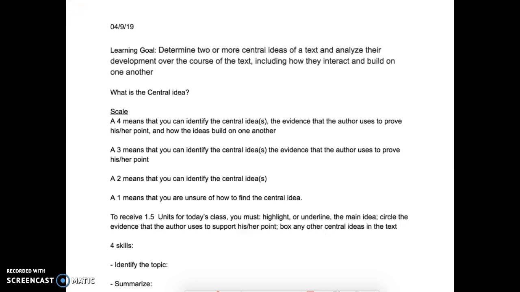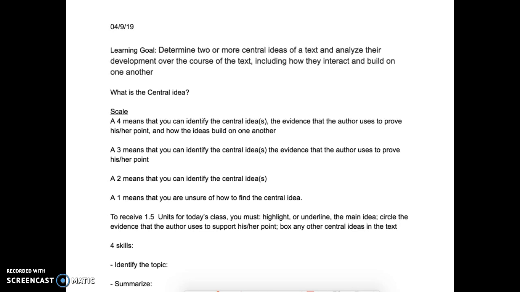Hello and welcome to the second article for April 9th, Tuesday Newsday. The learning goal should look familiar. Is to determine two or more central ideas of a text and analyze their development over the course of that text, including how they build on and interact with one another.